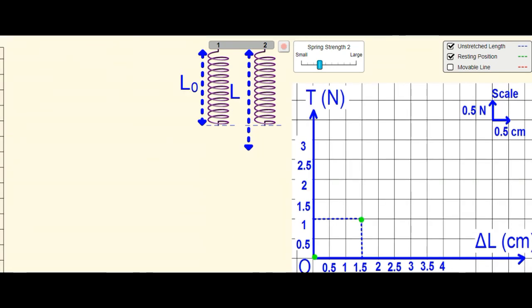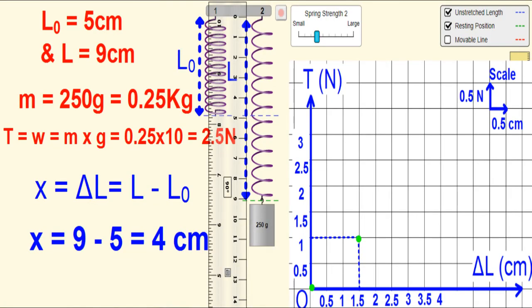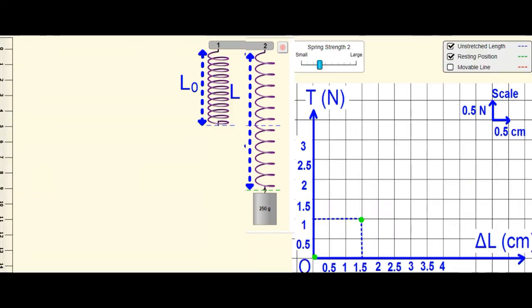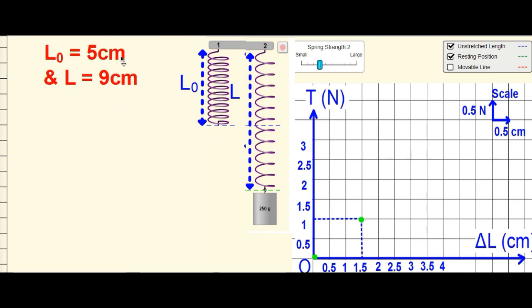Now let us change the mass. We will suspend a 250 grams. Here the final length is approximately 9 centimeter. Okay, now we know the initial length 5 centimeter and the final length is 9 centimeters. Of course, L equal 9 centimeter corresponding to the mass of 250 grams, which is 0.25 kilogram.